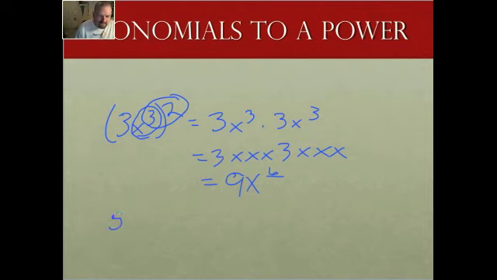So now if I go (5y⁴)³, that's basically going to be 5 to the third power and y to the 4th times 3. So that's going to give me 125y¹². Again, the shortcut, multiply those two.